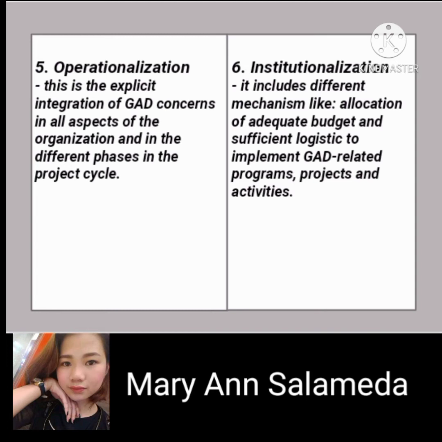Number 6, institutionalization. It includes different mechanisms like allocation of adequate budget and sufficient logistic to implement GAD-related programs, projects, and activities. So dito ay maaaring magamit ng mga member states kapag bumubuo ng partnership agreements or PAs at ng pamamahala ng mga otoridad sa antas national at subnational level.